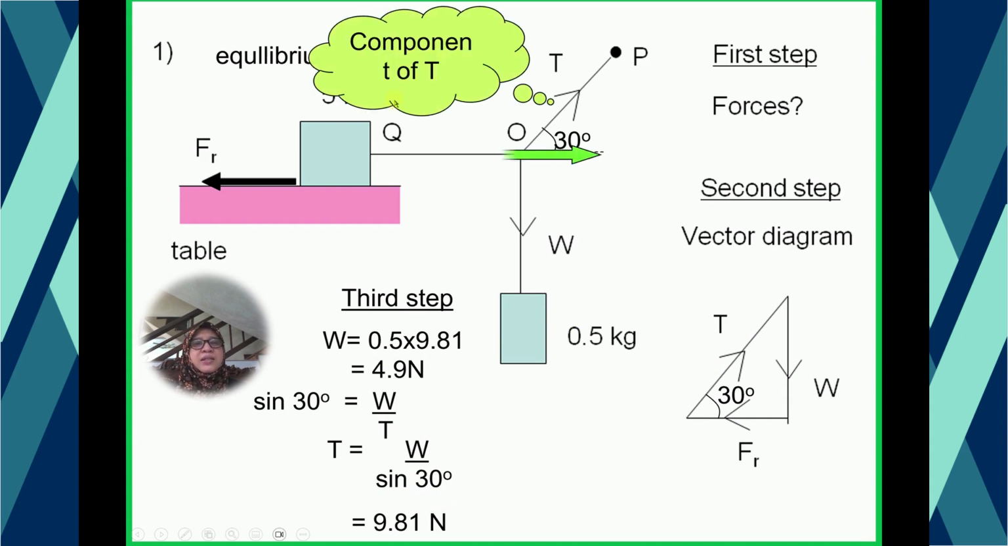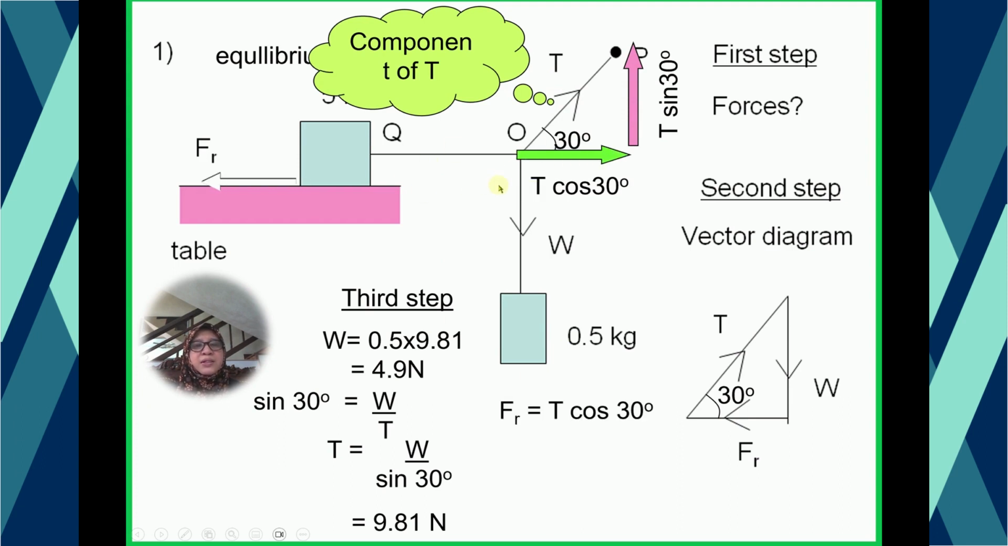Next, the components of T. There are 2 components: T cos 30 degrees and T sin 30 degrees, the components of tension T. Because the system is in equilibrium, the frictional force equals T cos 30 degrees. And we can solve for friction. The T, 9.81, substitute into here, then times cos 30. So the answer for frictional force is 8.50 Newton.